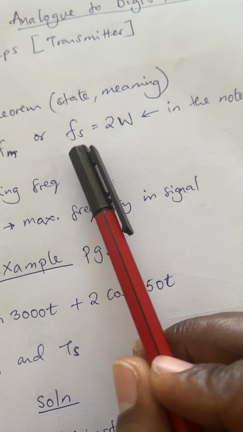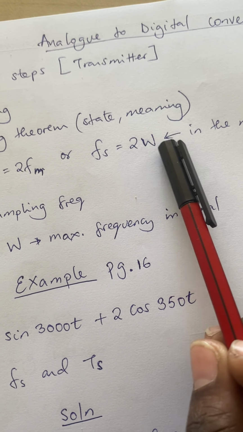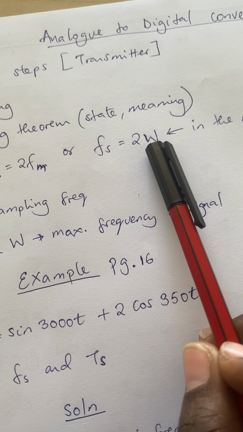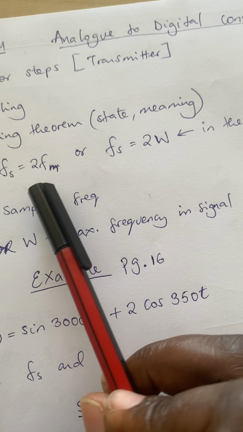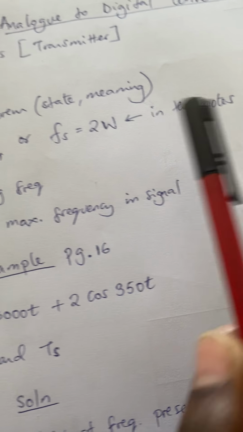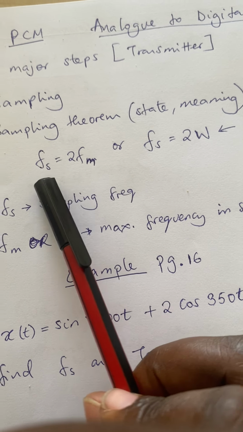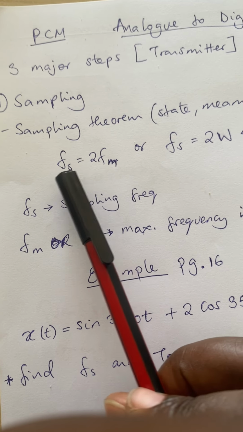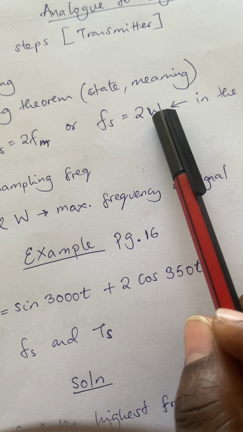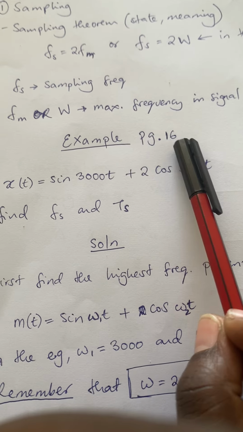Now in the notes it's written as Fs is equal to 2W. Take note, this is a capital letter W, not a small letter w, which stands for Fm. In the notes this is what you will find, but this is also the correct mathematical expression. Actually I prefer Fs equals 2Fm because I know that some people might get confused with this W. So I have an example for you.